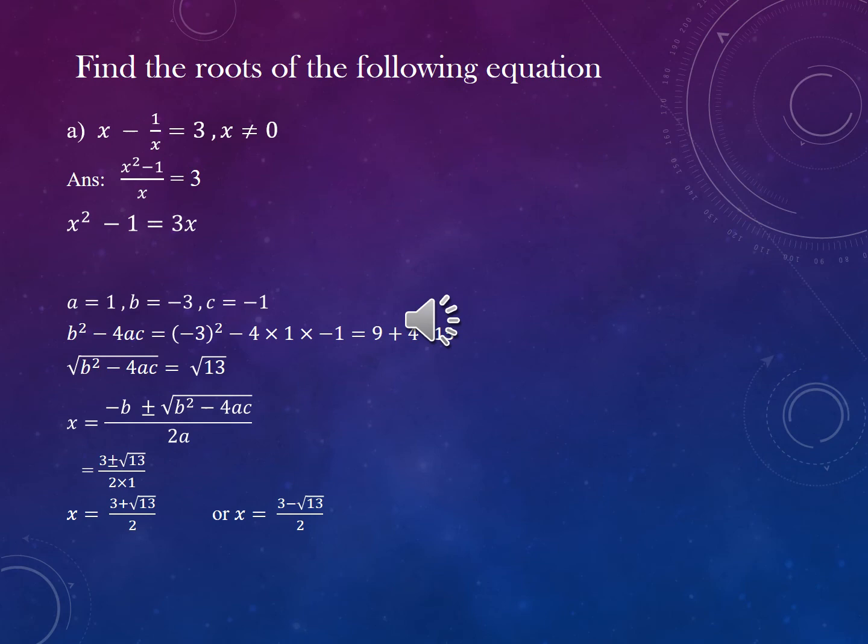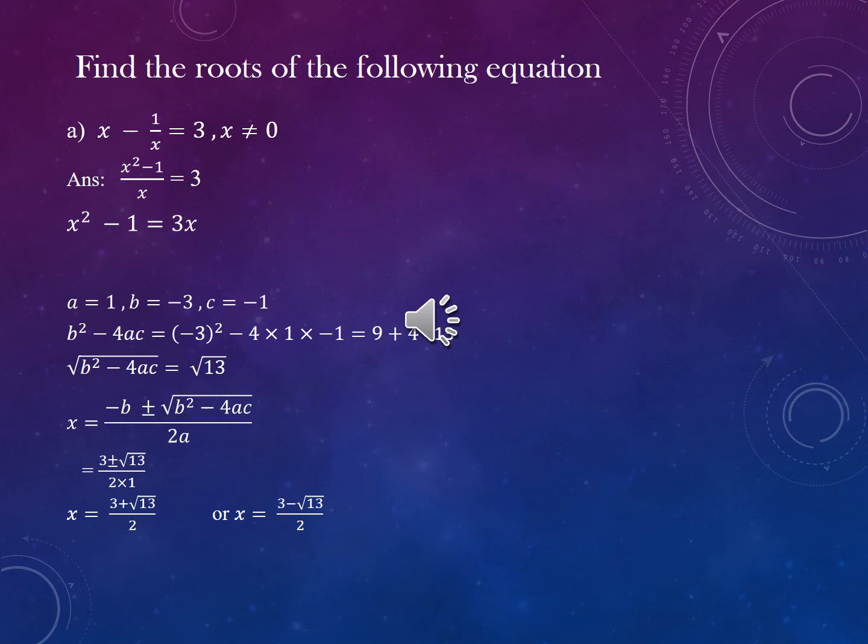Let us move on to the next set of questions. Find the roots of the following equation: x minus 1 by x is equal to 3, where x is not equal to 0. Here in this question, we can see it is not in the standard form. It will always be better to write an equation in its standard form.